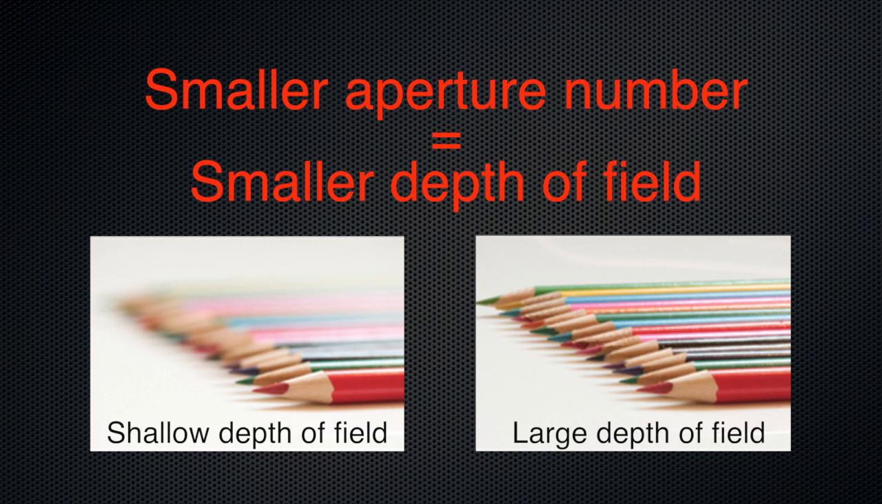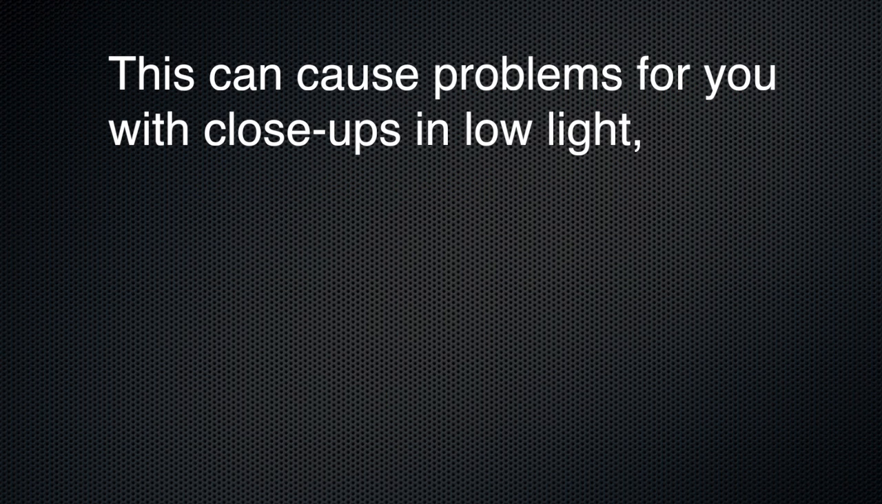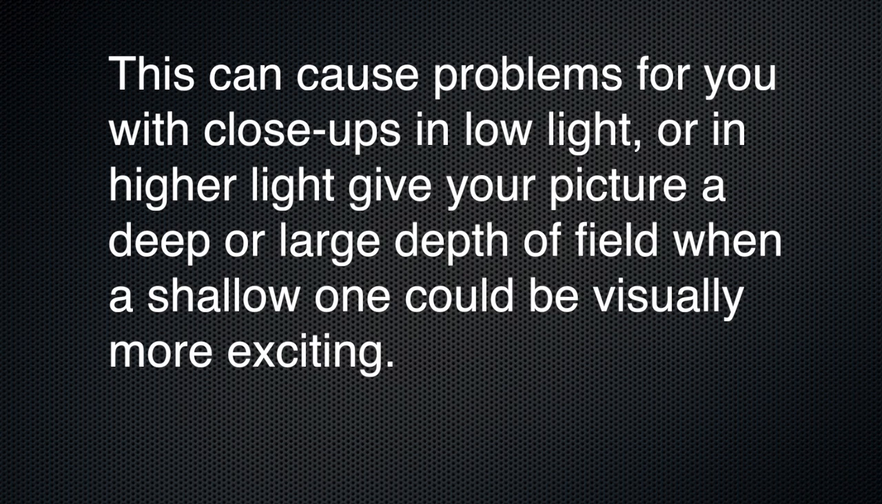When your DSLR camera is set for auto and the light levels are low, it will choose a smaller aperture number to let in more light, so the shutter speed can be high enough to prevent blurring. This can cause problems for you though with close-ups in low light, or in higher light give your picture a deep depth of field when a shallow one could be visually more exciting.